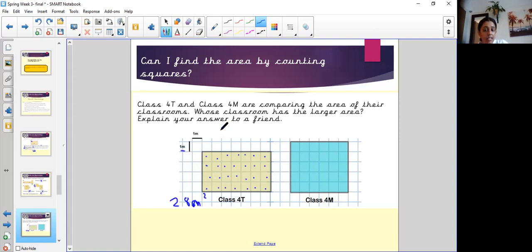Now, another way to work that out without counting each square would be to count how many we've got going down and across. So 1, 2, 3, 4, and 1, 2, 3, 4, 5, 6, 7. So 7 times 4 equals 28. So 7 meters times 4 meters equals 28 meters squared, as we're doing calculations for area.